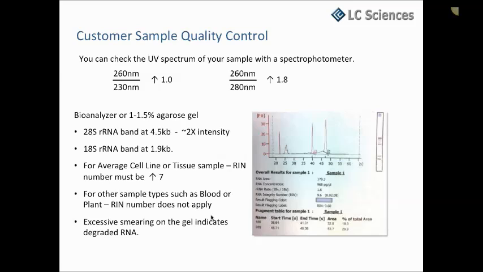You can check your sample quality by looking at the UV-Vis ratios. So the 260 to 230 ratio should be above 1. The 260 to 280 ratio should be above 1.8. Of course, that's just really a pretty crude estimation, but you can also run a bioanalyzer gel.